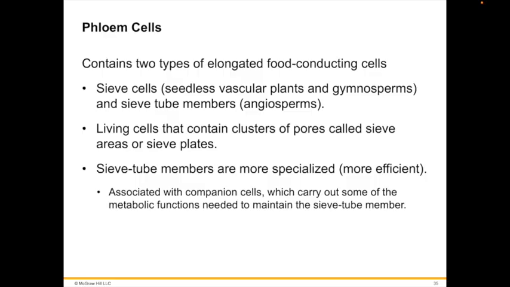Sieve areas are more abundant on the overlapping ends of the cells and connect the protoplasts of adjoining sieve cells and sieve tube members. Both of these types of cells are living, but most sieve cells and all sieve tube members lack a nucleus at maturity. In sieve tube members, some sieve areas have larger pores that are called sieve plates.